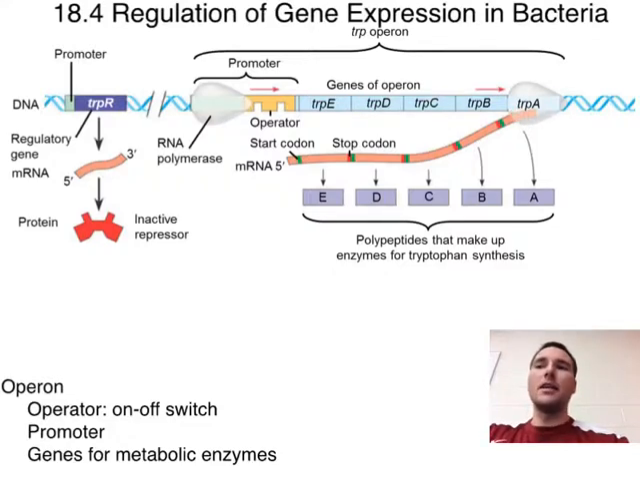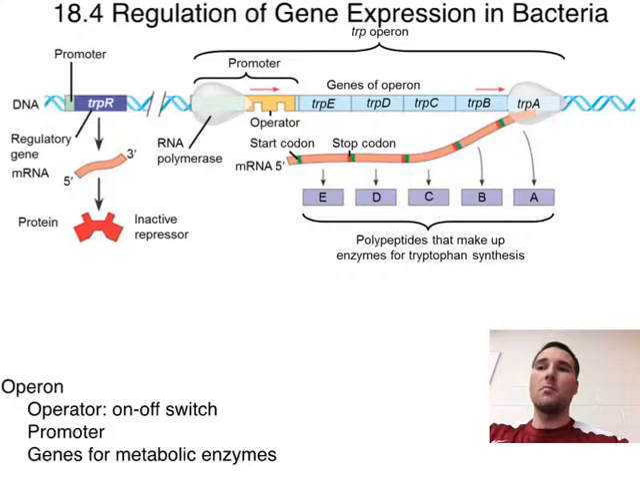If this gene is turned on, and typically operons are, if you don't do anything to them, they're going to be in the on position. If they're turned on, then our promoter is working. RNA polymerase can start making a transcript after the promoter. This operator is doing nothing. It's just kind of existing there. And then we have the E gene, the D, the C, the B, and the A gene.